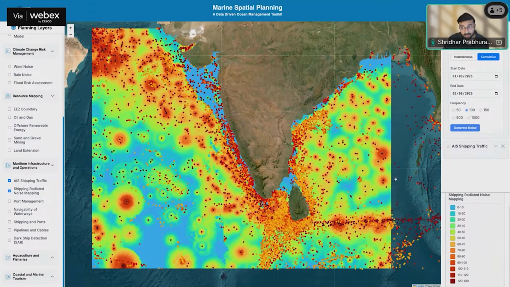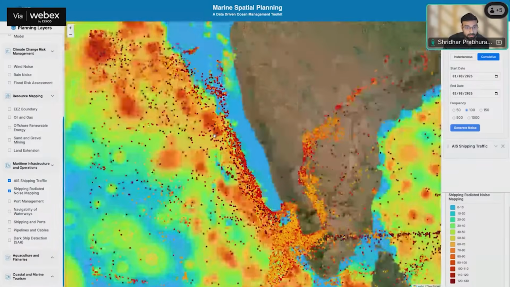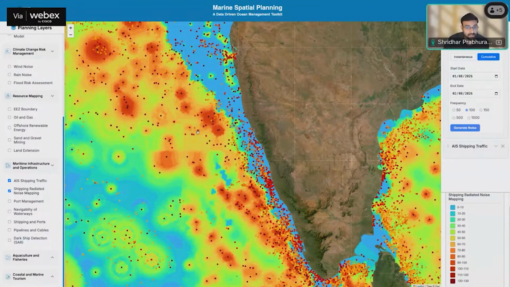So our noise levels go from 100 decibels up to 130, 140 decibels at 100 hertz frequency. Of course, as the frequency increases or decreases, the value changes. And this is in 1 micropascal squared per hertz, cumulative across a 24-hour period. What you see, these small dots, is the shipping traffic that we have. And the dots individually represent the noise that is being generated by the ships themselves.